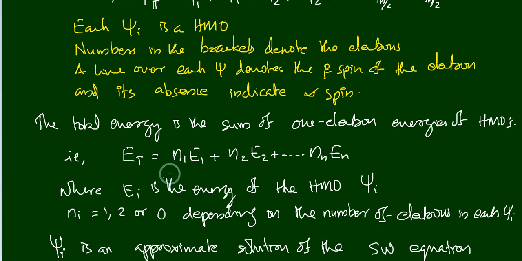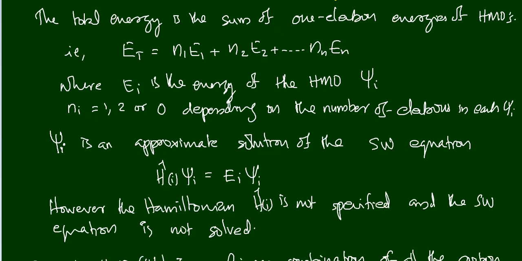Okay, if the number of electrons in psi 1 is 1, then you have to write 1 into E1. If the number of electrons in psi 2 is 2, then you have to write 2 into E2, plus the number of electrons in the nth Hückel molecular orbital is 0, then you have to write 0 into En, like that. Okay, so that is how the expression for the total energy can be written.